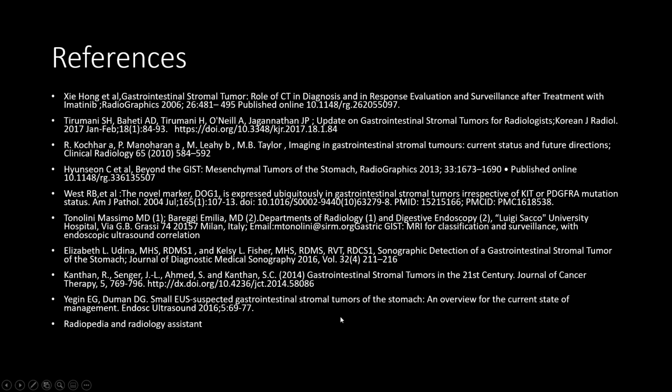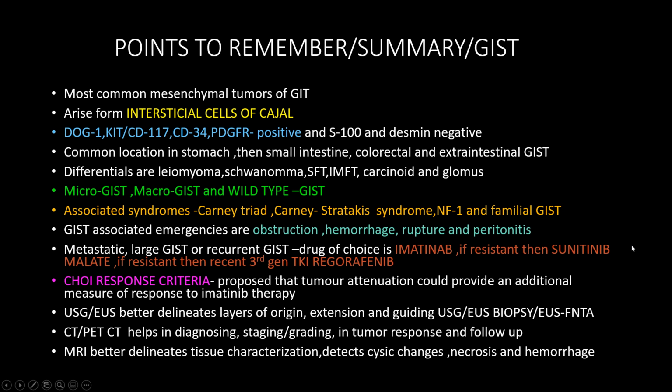These are the few references which I have taken. So what are the points to remember, or summary? GIST is the most common mesenchymal tumor of the GIT. It arises from the interstitial cells of Kajal, which are pacemaker cells useful in the motility of the bowel. It is DOG1, KIT CD117, CD34, and platelet derived growth factor alpha positive. S100 and desmin are negative.